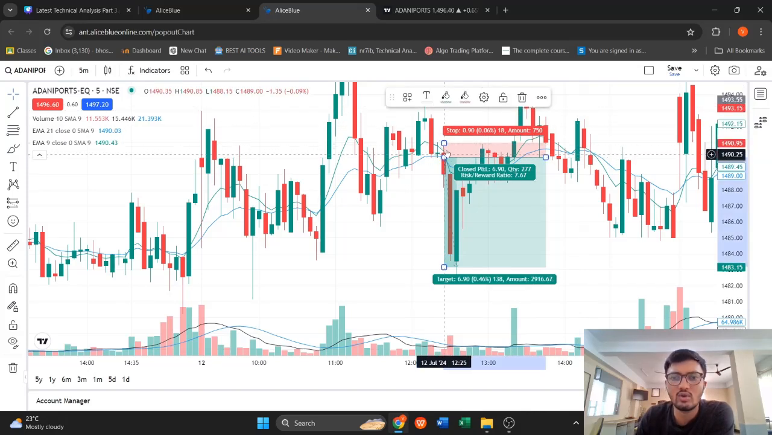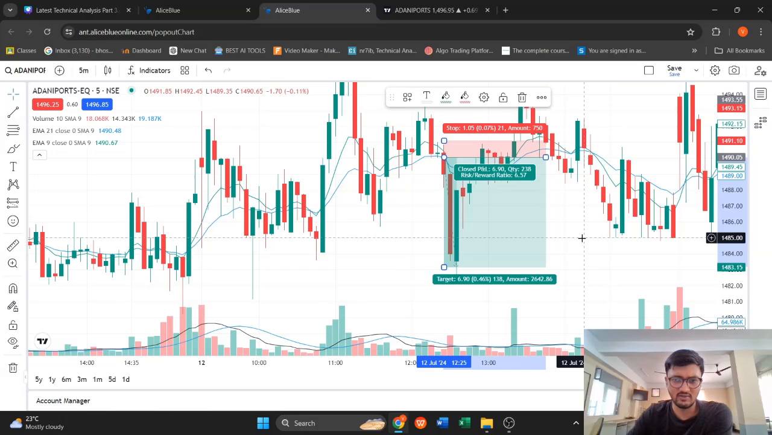So you want to cut your losses as soon as the market is going up. If you are thinking that the markets are going to go down, you are selling this particular stock. If the otherwise happens, you can put a very small stop loss just above the moving averages of 9 and 21. At a 1 rupee stop loss, you would have taken a 6 rupees target, which is like a risk to reward of 6.